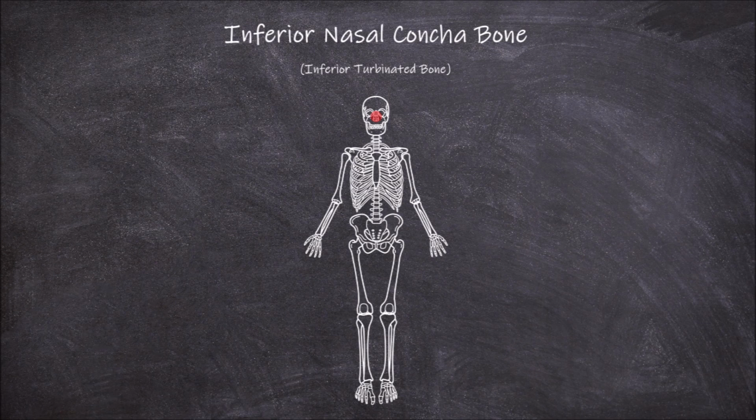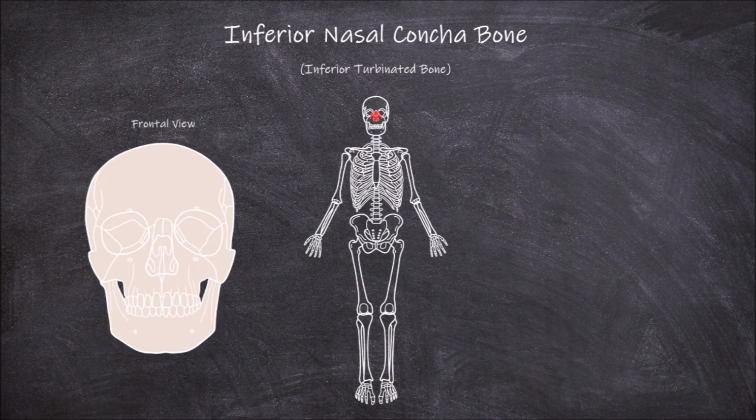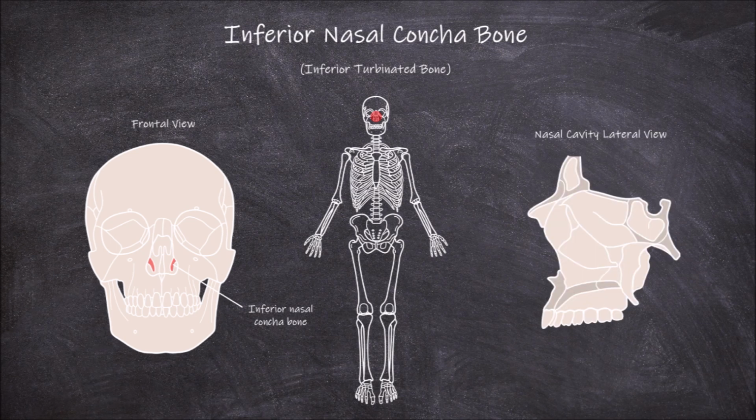If we take a closer look at the frontal view of the skull, we can see highlighted in red small parts of the inferior nasal concha visible on each side of the opening to the nasal cavity. If we now look at the lateral view of a section through the nasal cavity, we can see highlighted in red the inferior nasal concha.